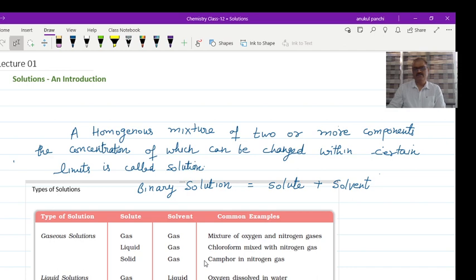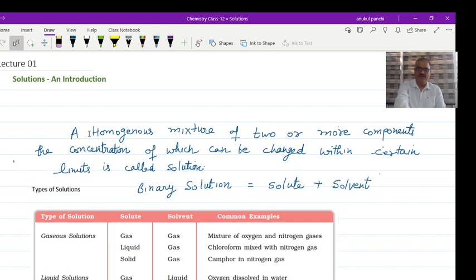Hello students, welcome to Unit 1 of our 12th class chemistry syllabus, that is Solutions, and this is lecture number 1. First of all, an introduction to solutions. What is a solution? A solution is a mixture. What kind of mixture? Not any kind, it is a homogeneous mixture.